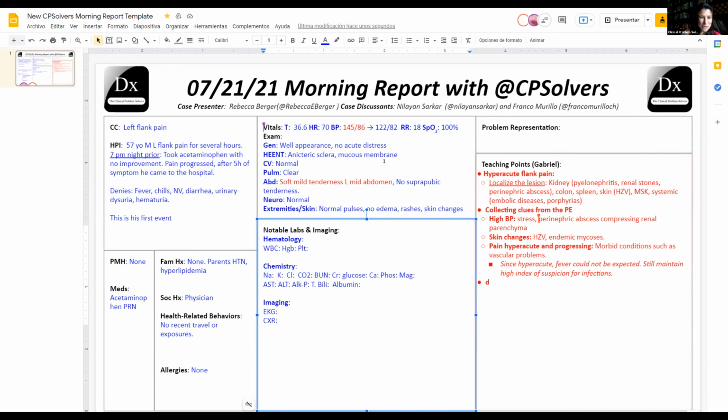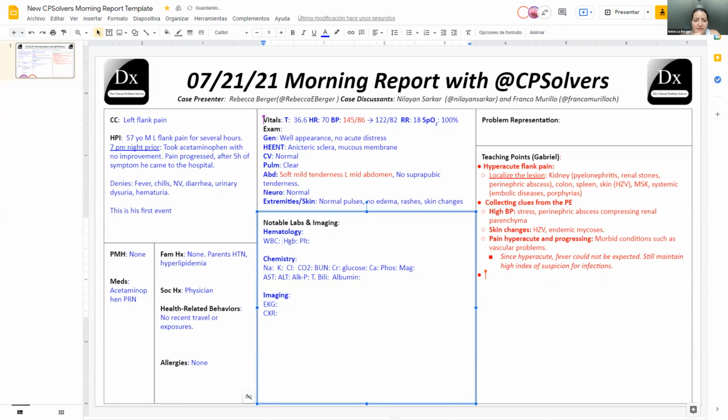Let's turn back to you, Rebecca, for some more info. Perfect. So I'll give you guys some labs. I just wrote in my notes, CBC normal. I can pull up the actual numbers. His white blood cell count was 4.8. His hemoglobin was 14 grams per deciliter. His platelet count was 405.